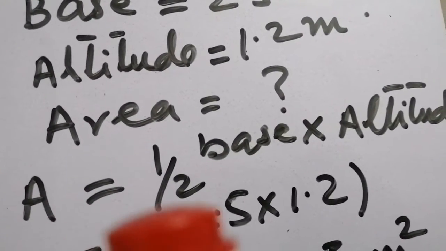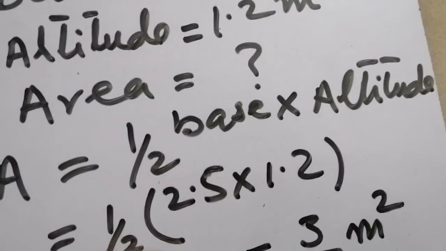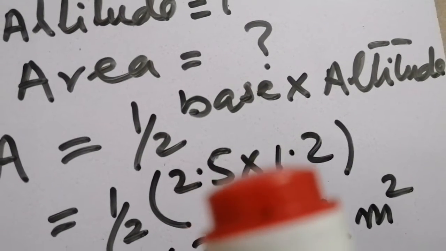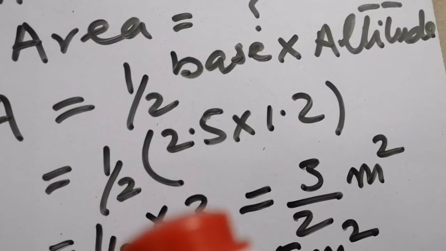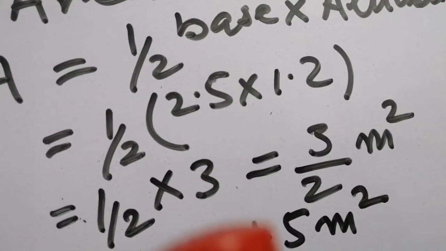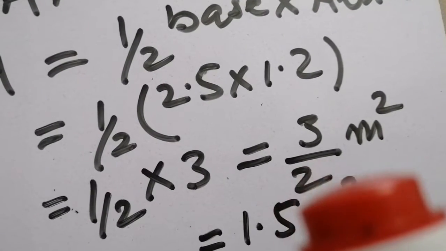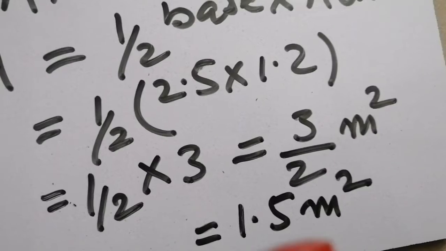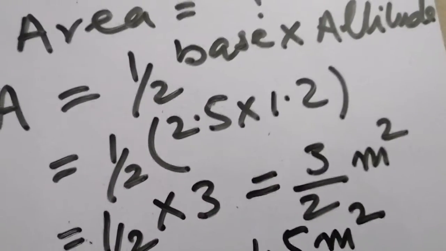The formula is A is equal to 1 by 2 base into altitude. So that is equal to 1 by 2 multiplied by the base 2.5 multiplied by the altitude 1.2, that is equal to 3. So 1 by 2 multiplied by 3 is equal to 3 by 2. And when we divide 3 by 2, it comes 1.5 meter square. This is our answer.